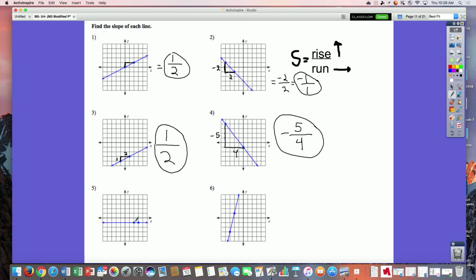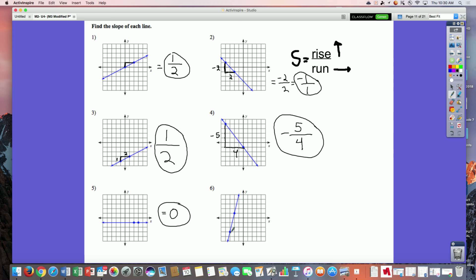All right, let's look at this one. Well, we can't go up or down, right? We can't even make a right triangle. The slope of this line is 0. Remember, that's our definition. 0 effort to go flat. It's 0.